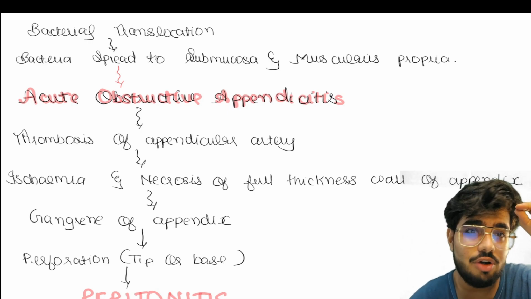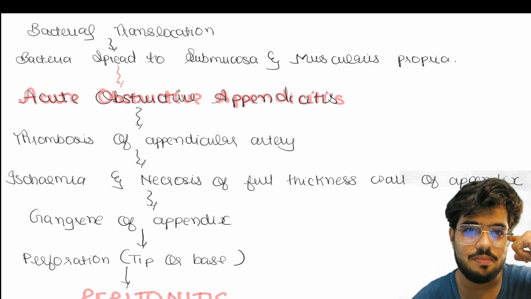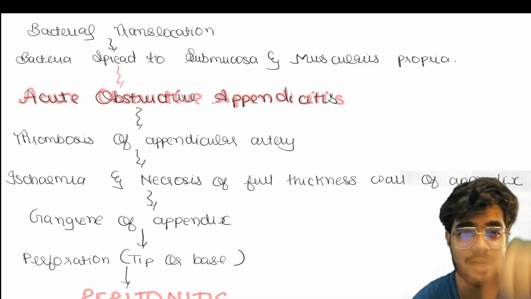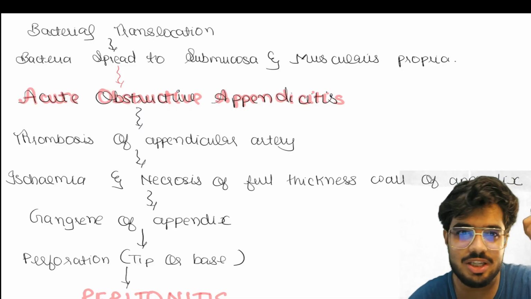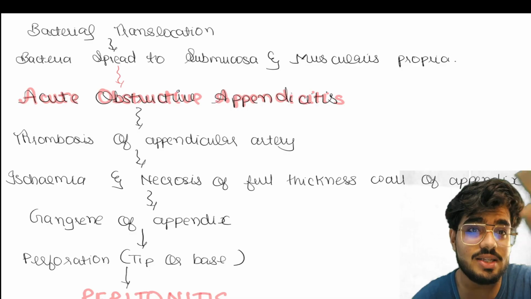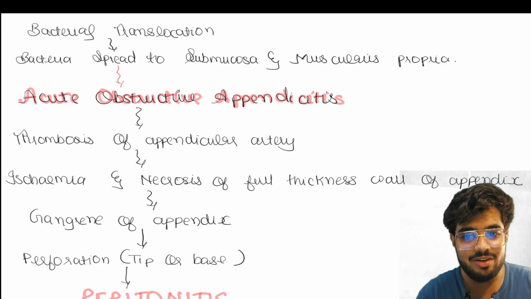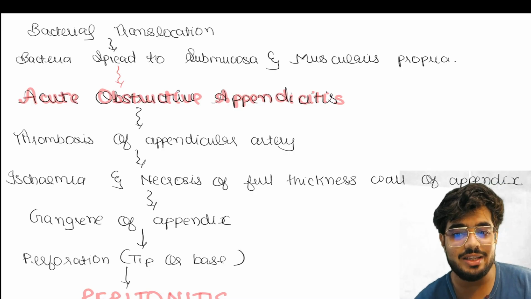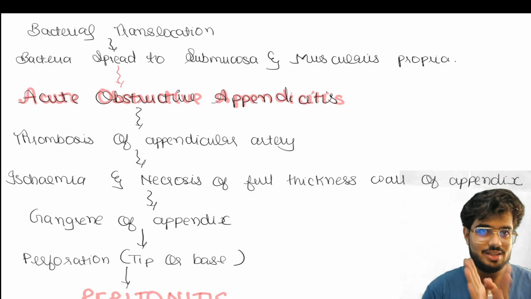If it is not treated, it can lead to thrombosis of the appendicular artery. When the appendicular artery is blocked, eventually it will lead to ischemia and necrosis, and the full thickness wall of the appendix will be necrosed, and it will lead to gangrene, and gangrene of the appendix can burst, and it can perforate and lead to the condition peritonitis.